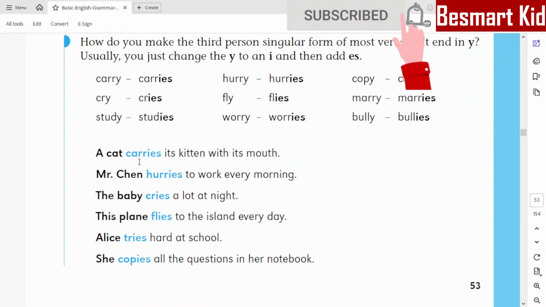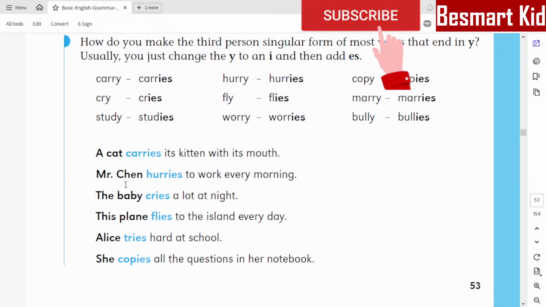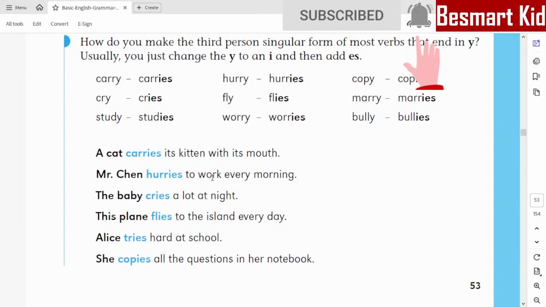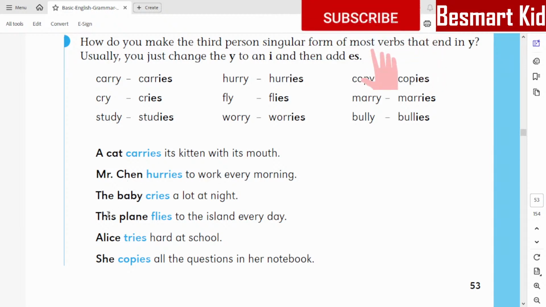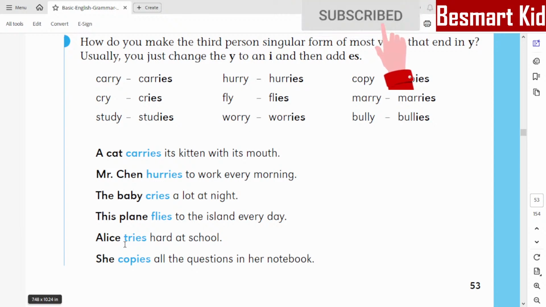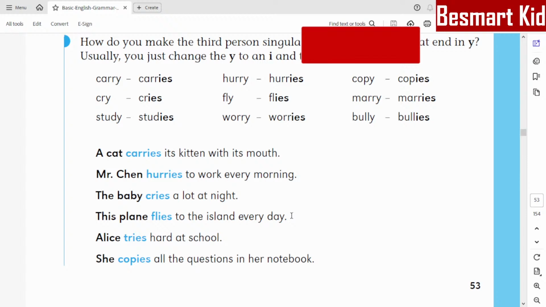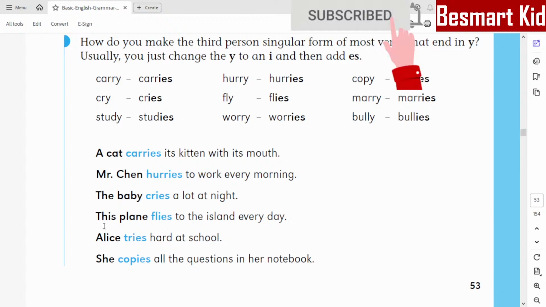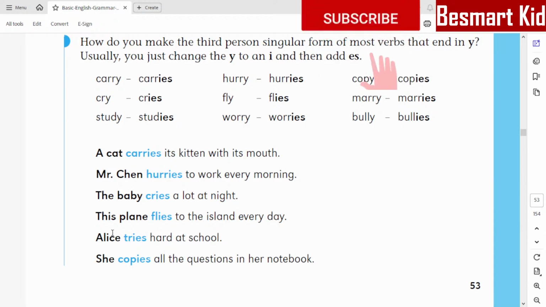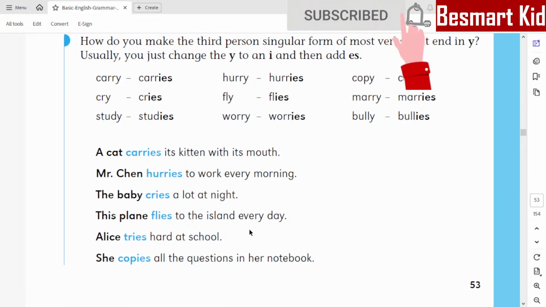A cat carries its kitten with its mouth. Mr. Chen hurries to work every morning. The baby cries a lot at night. This plane flies to the island every day. Alice tries hard at school. She copies all the questions in her notebook.